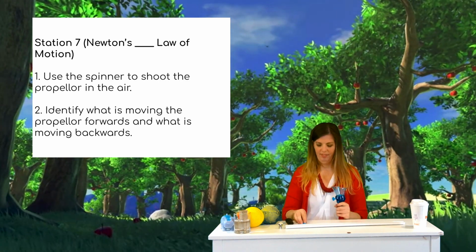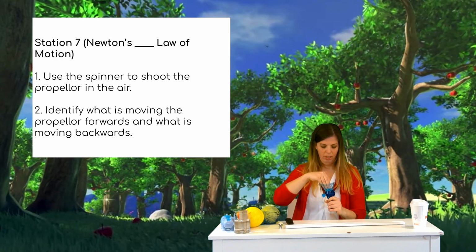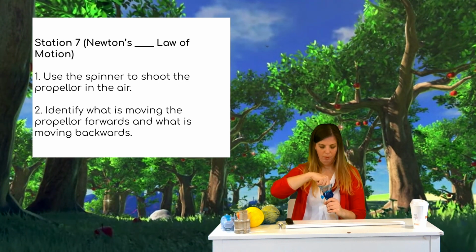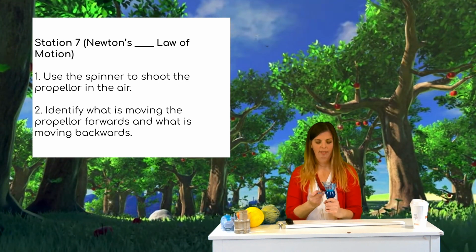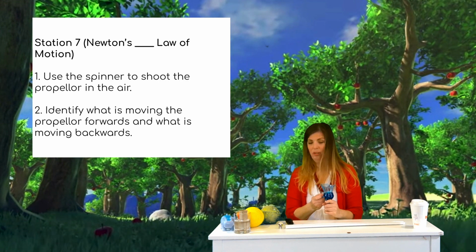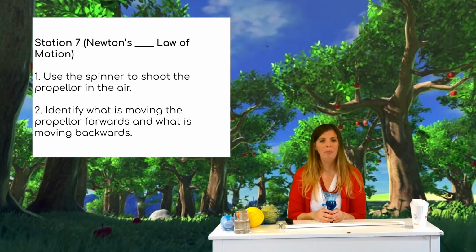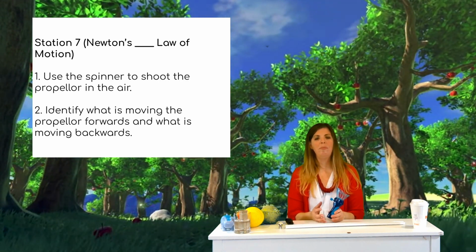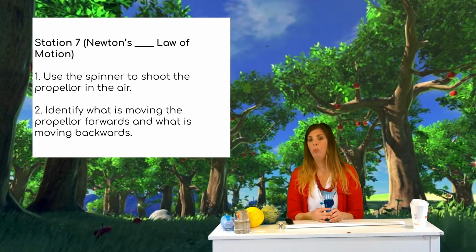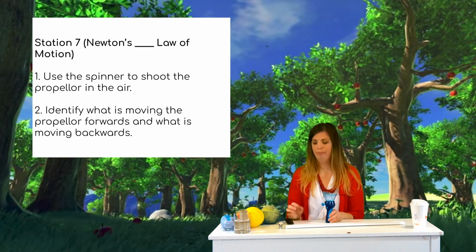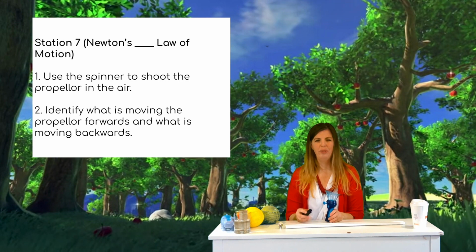Ooh, that was good. Let's do that one more time. It's pretty fast. There it went. Okay, so what happened to the propeller? And in terms of what was moving backwards when we pulled this string, what law did this apply to?